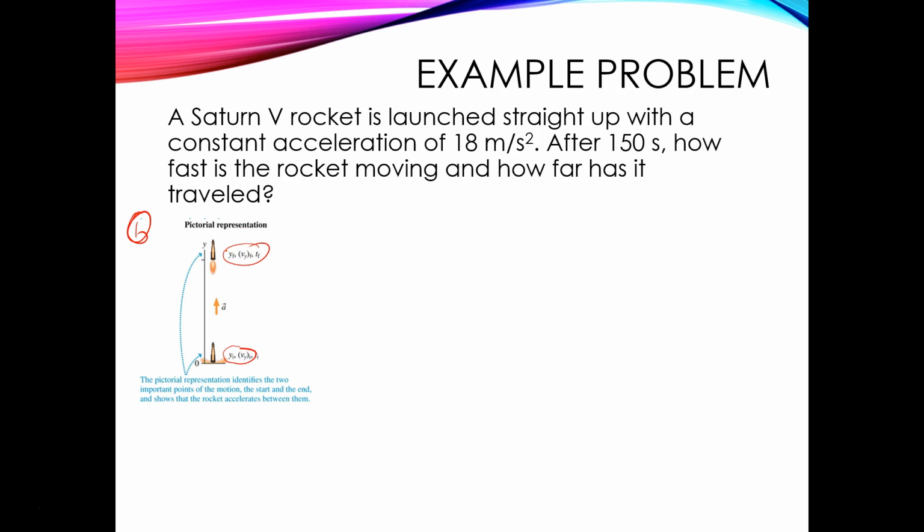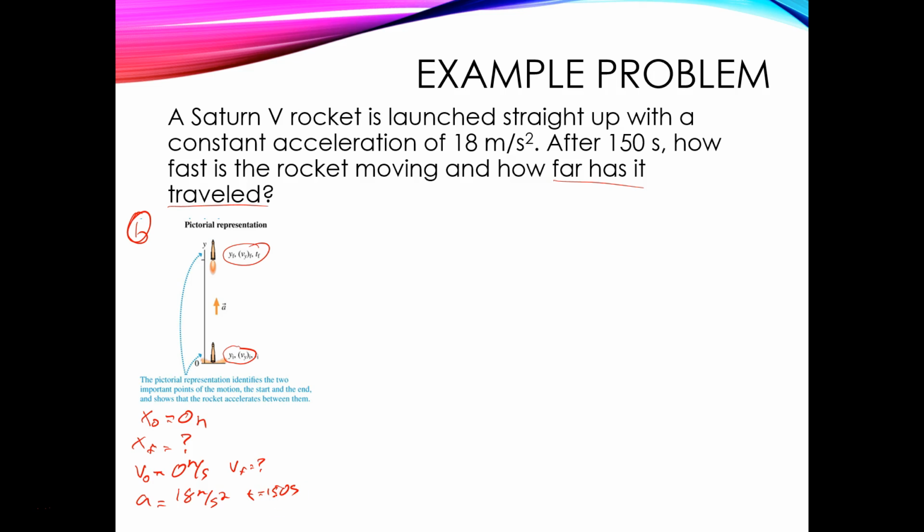So now we have to determine, what are our variables? Well, we have our initial position, which in this case is 0, because we start at x equal to 0. Our final position, well, we don't know what that is. That's one of the things that we want to solve for. We want to know how far it has traveled. Our initial velocity is 0 meters per second, and we know this because initially we're just standing at rest, right? Our rocket's just sitting on the ground before it gets launched up. Our acceleration is going to be 18 meters per second squared. Our final velocity is also unknown, and our time is going to be equal to 150 seconds.